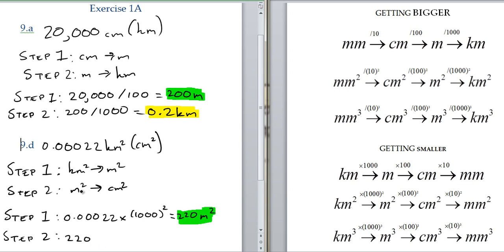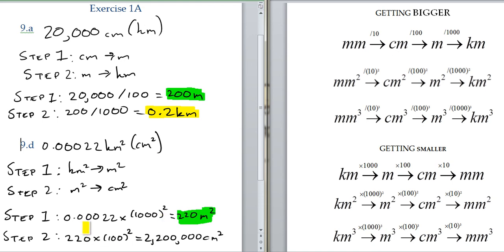Now, to go from meters squared into centimeters squared, we need to multiply by 100 squared. So we take 220 times 100 squared. And if we put that on the calculator, we should get 2,200,000. And the unit will be centimeters squared. And that's the final answer.